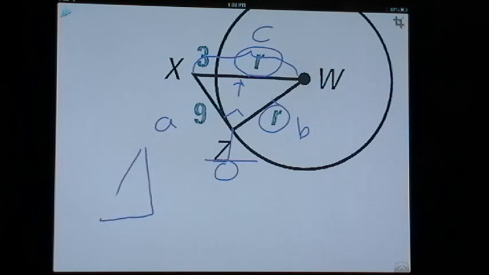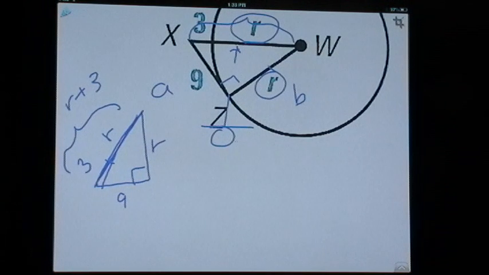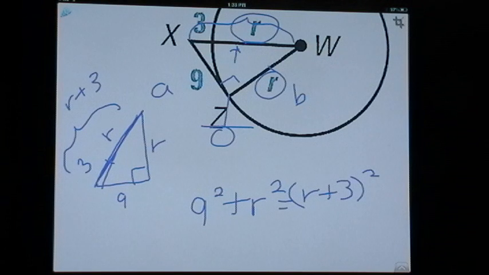So I'm just going to redraw our right triangle and write again what our numbers are. Okay, now this whole side has a section called 3 and another section called r. So together they are r plus 3, or 3 plus r. It doesn't really matter which way you write it. Okay, so we're going to do a squared plus b squared equals c squared. So 9 squared plus r squared equals r plus 3 squared.